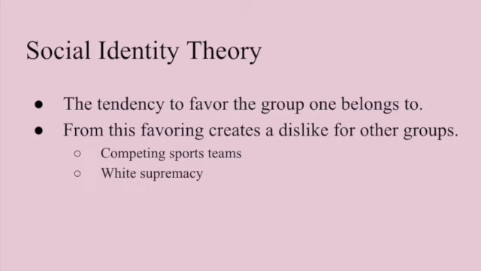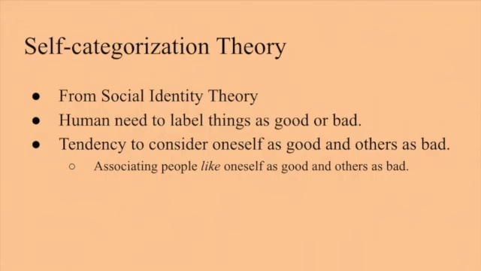Now, in the social identity theory, when someone really favors their group, they then begin to dislike other groups. For example, competing sports teams tend to dislike each other, and this dislike is almost always rooted in the favoritism for their in-group. A sub-theory of the previous is the self-categorization theory.